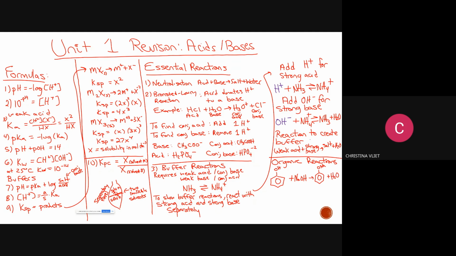So phenol is acidic. What's the other major acidic group? There's one more. Carboxylic acid. So if I have CH3COOH and I put that with NaOH, it's going to react and give me CH3COONa and water.